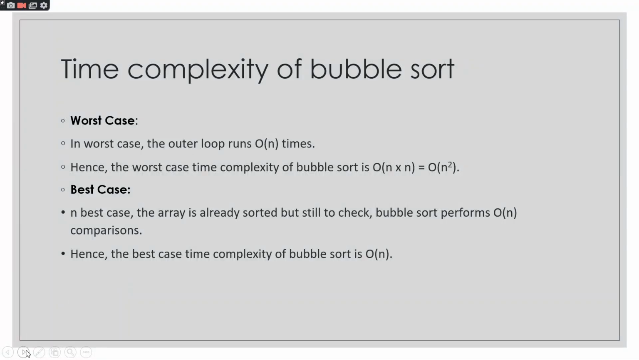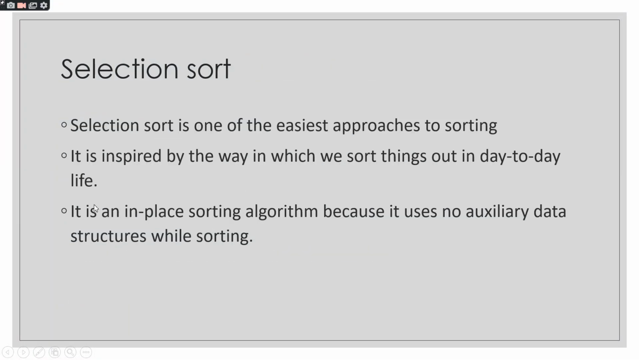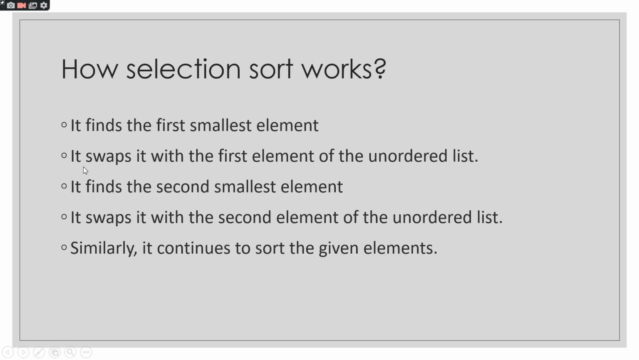So now as we are done with the bubble sort, let's go and study the selection sort. So what exactly is the selection sort? Selection sort is one of the easiest approaches to sorting. It is inspired by the way in which we sort things out in day-to-day life. It is in place, which means we don't require any other data structure to sort this. We just require the given array, and in there only we can do sorting. We don't need to declare another array to do the sorting.